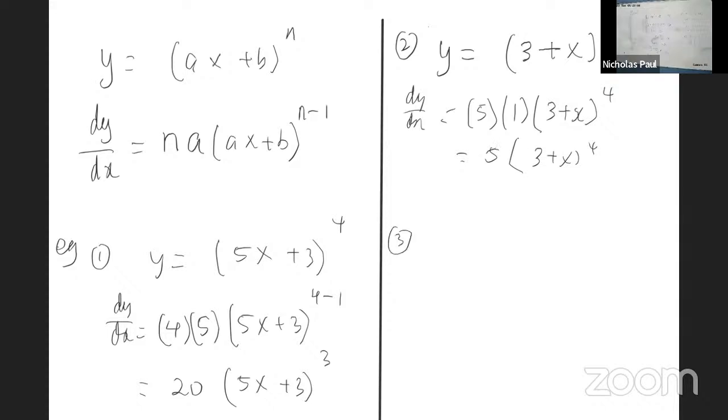One more. Try this. Square root of 2x plus 1. Take your time. Square root means power of a half, right? If I give you the answer in a square root, I want it back in a square root, right?